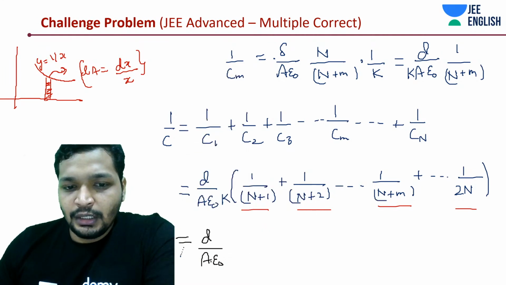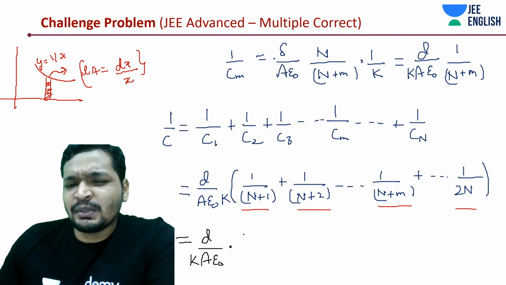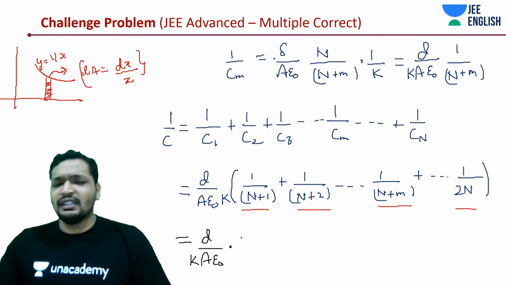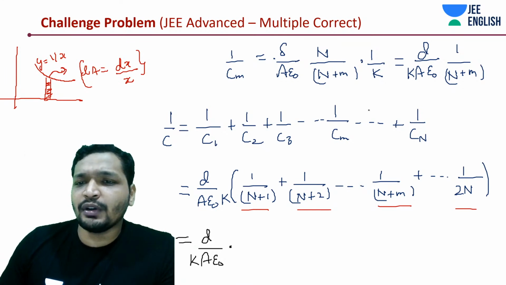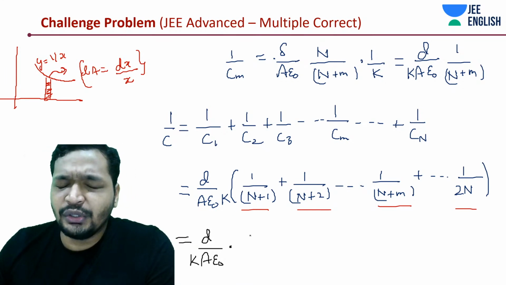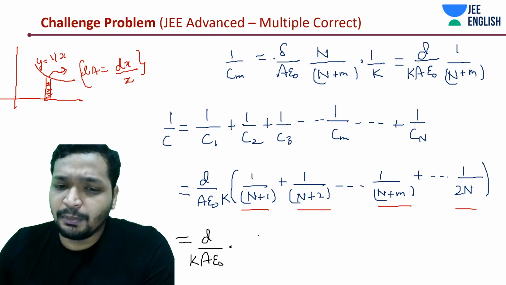So this should be k a epsilon naught. Anyway, that's all not relevant, guys. Beyond A level, you understand the answer is really simple. If you know this concept and this concept, you could have done it very quickly. This is actually a very easy problem.